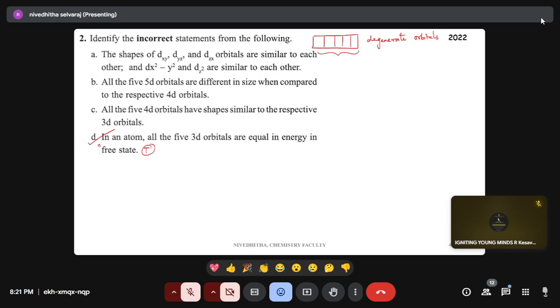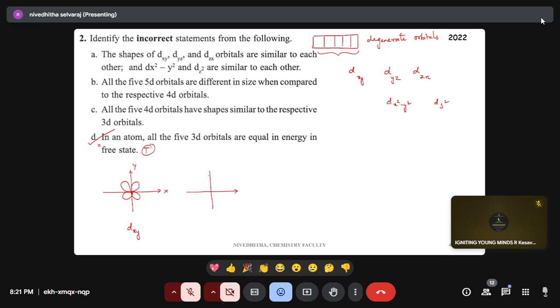Now let me write the structure of all the 5d orbitals. What are all the d orbitals we have? dxy, dyz, dzx, dx square minus y square, and dz square. This is the x-axis, this is the y-axis, and I'm going to write the structure of dxy. The structure is clover leaf shape, with two dumbbell shapes between the x and y axes. So this is the structure of dxy.